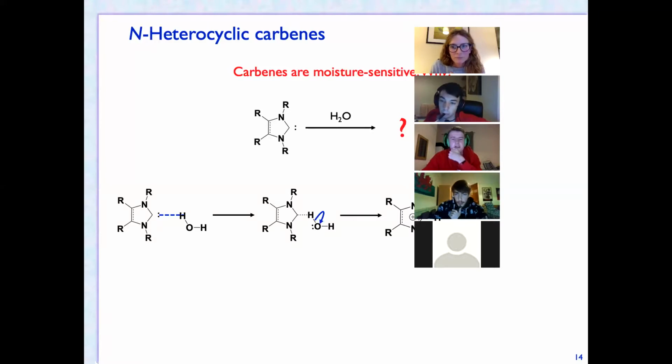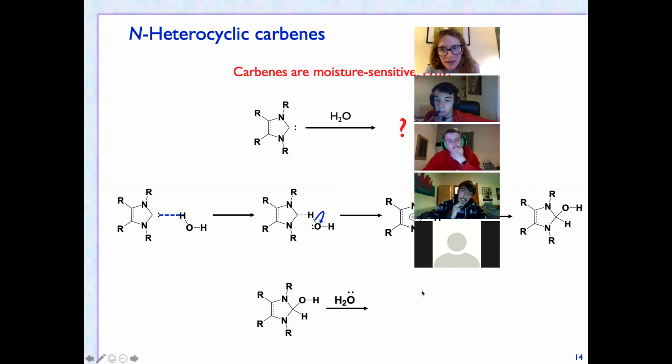Would the hydroxide just want to take it back again? What could this do? Could that attack the carbene? Yeah, attack this carbon here, with the formation of these intermediate species. Okay, guys, it just hydrates still. Did you say it hydrates again? Well, yes, it does.